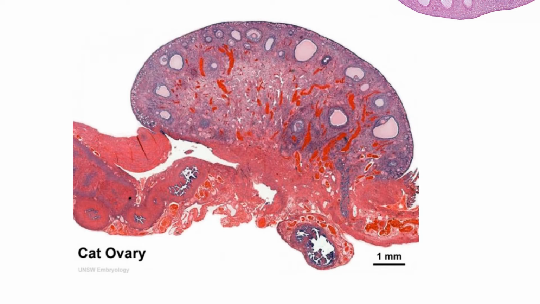We don't have any CLs. I'll talk about those later. I couldn't really find any cat ovaries that had some good corpus luteum in it, at least histologically speaking. But these are some great pictures.